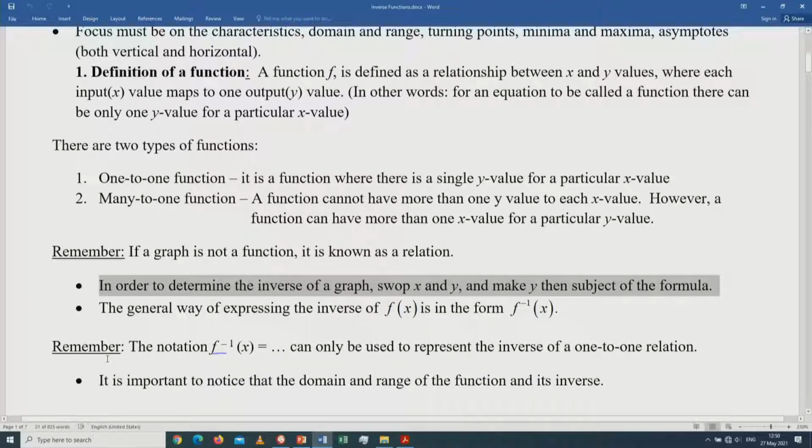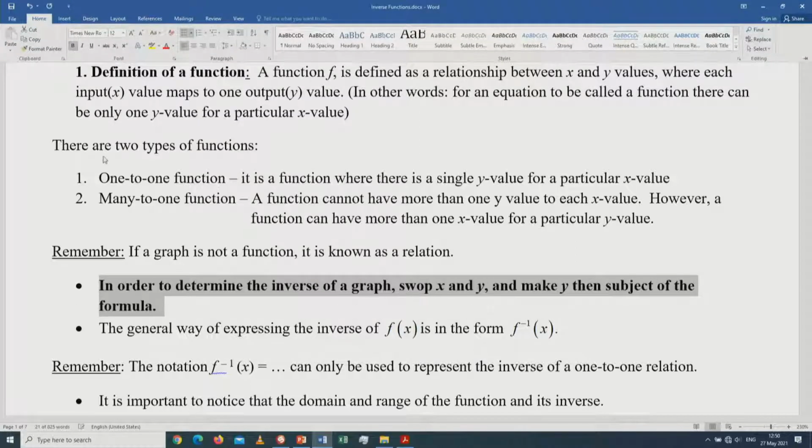Very much important. Maybe I need to highlight this one and say, take note. In order to determine the inverse of a graph, x and y values must be swapped, and then you make y the subject of the formula.